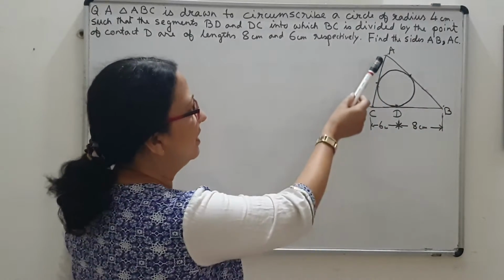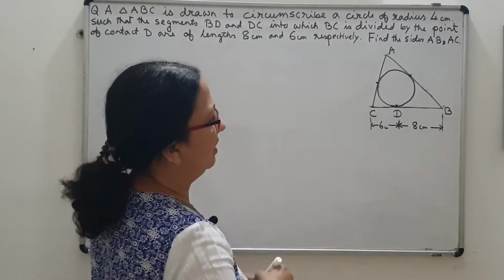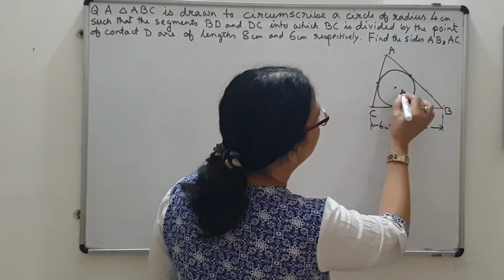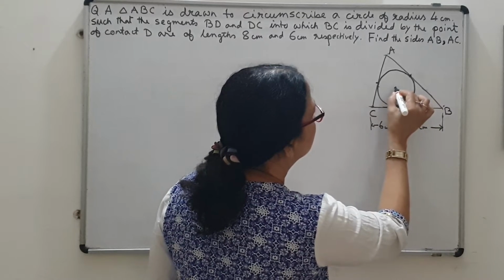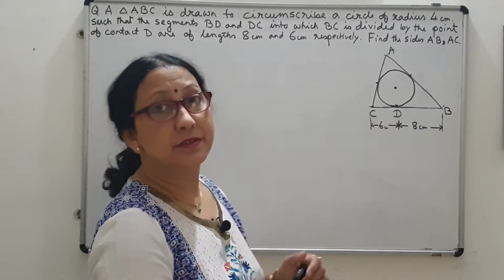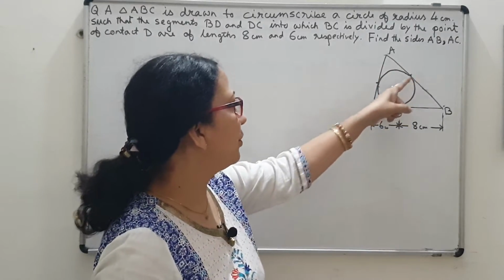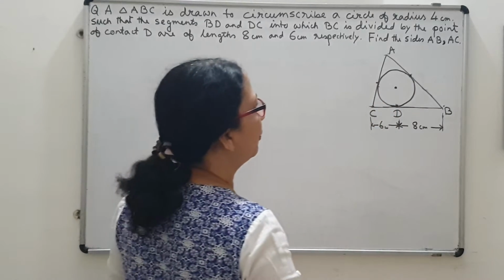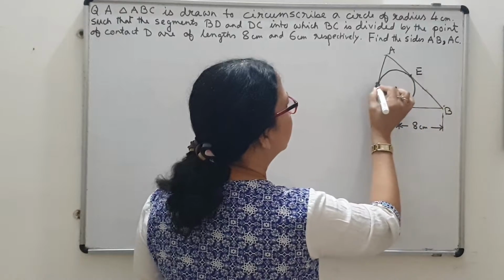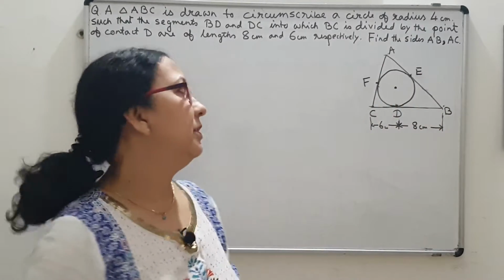Okay, that means the triangle ABC is circumscribing a circle. Let me draw the center. This is the center O. Circumscribing means the sides are touching the circle. These are the three different points of contact. Let me name the points of contact. Say this is the point E, and this is the point F. So we will have 3 points of contact.